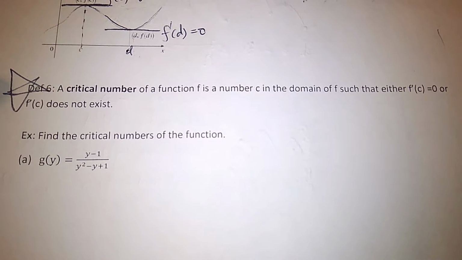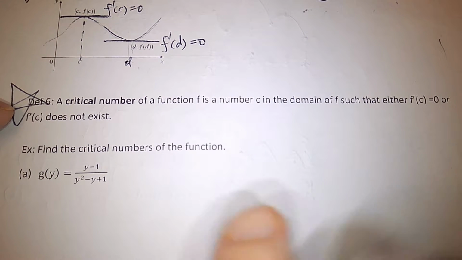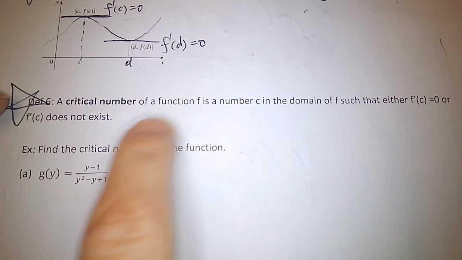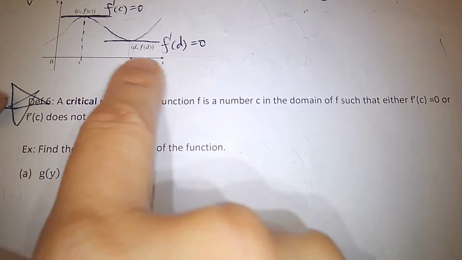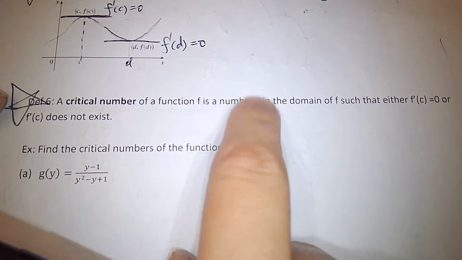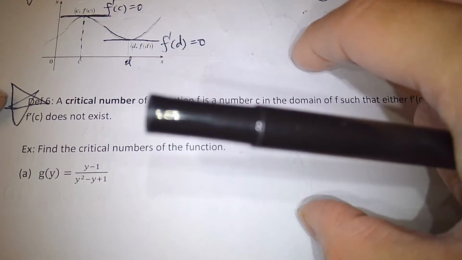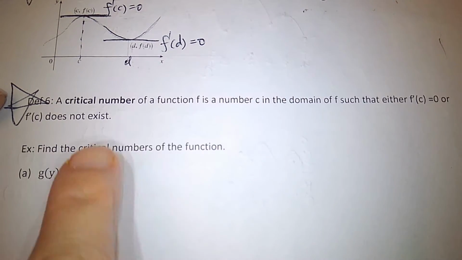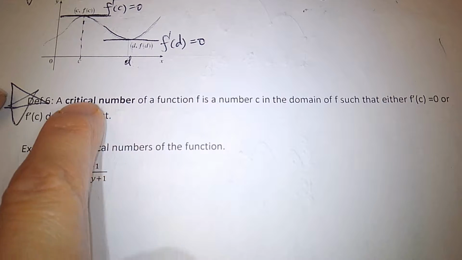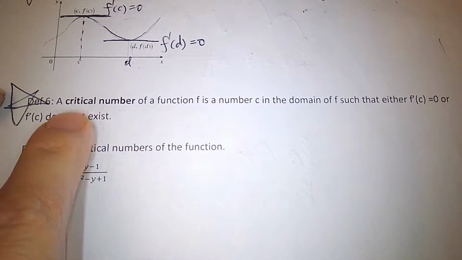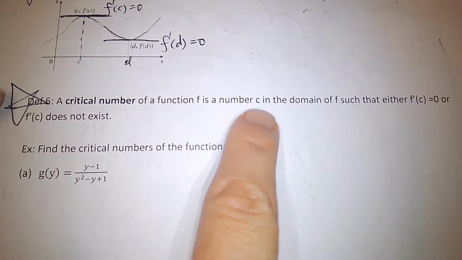A critical number of a function is a number c. When we talk about critical numbers, we're talking about what? X values. It's not Y values. Y values give us extreme values, or local maximum and local minimum values. But when we talk about critical numbers, that's for X. It's for X values, not for Y.